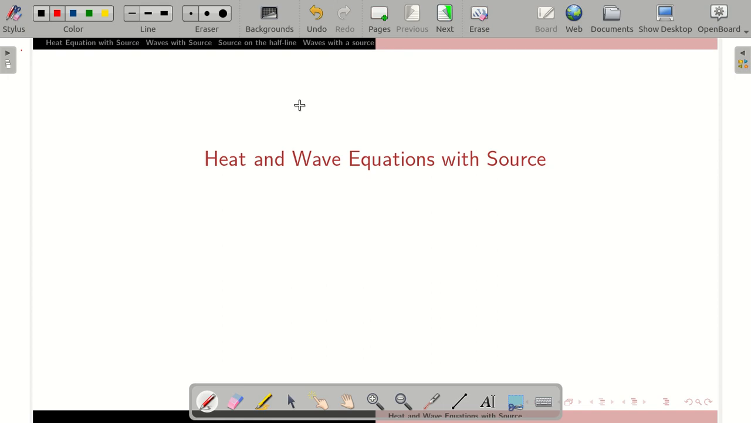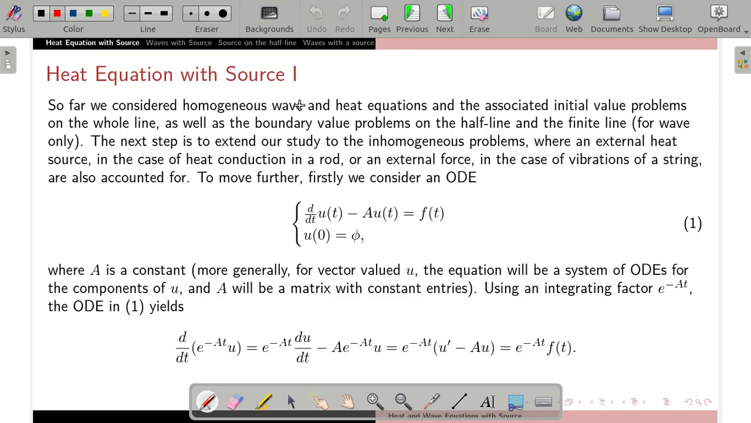In this lecture we will study heat and wave equations with source. So I will start firstly with the heat equation. The idea is similar to an ordinary differential equation with the right hand side, that is the source f.